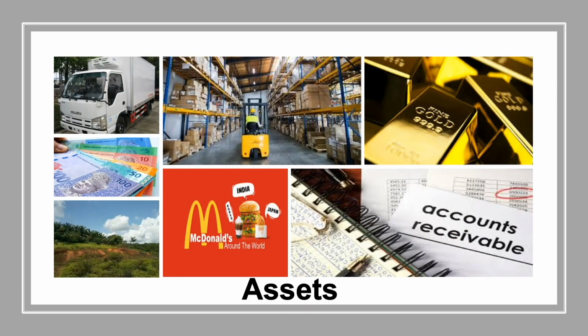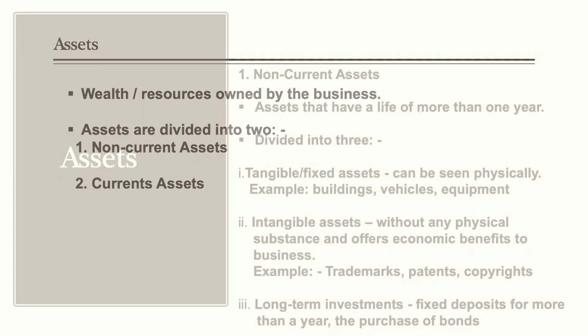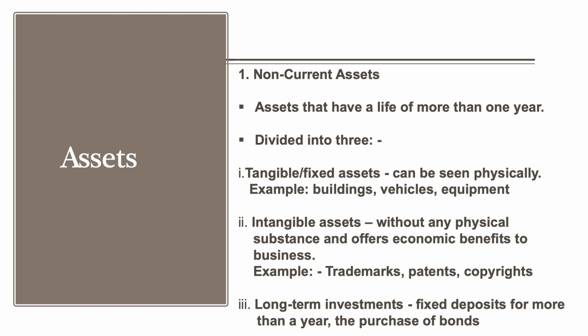Now, what is the meaning of asset? When we are talking about asset, this refers to the wealth or resources owned by the business. Assets are divided into two groups. The first one is non-current asset, and the second is current asset. Looking at the first part, non-current asset refers to the asset that has a useful life extending over more than one accounting period. In other words, it's more than 1 year.